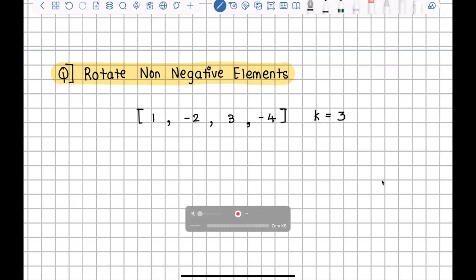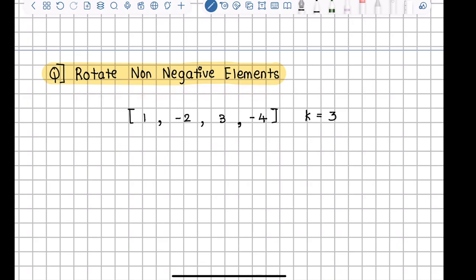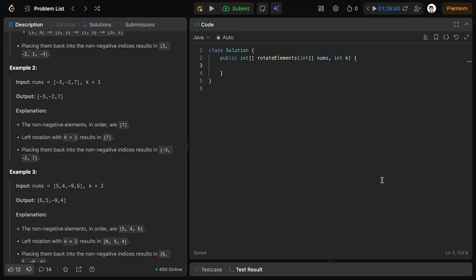Hello everyone. So the problem that we're going to be solving today is rotate non-negative elements. This was a part of the weekly contest 486 second problem. This is rated as medium. So let us read this problem.